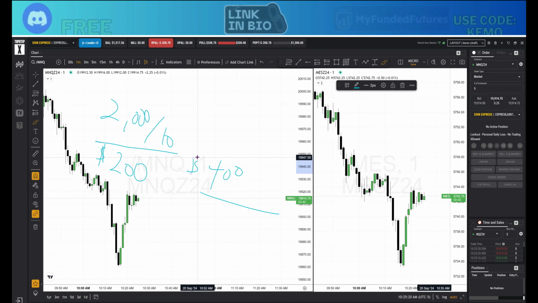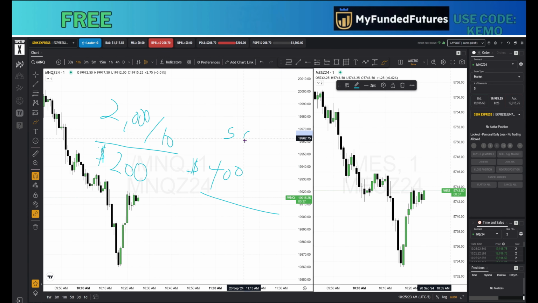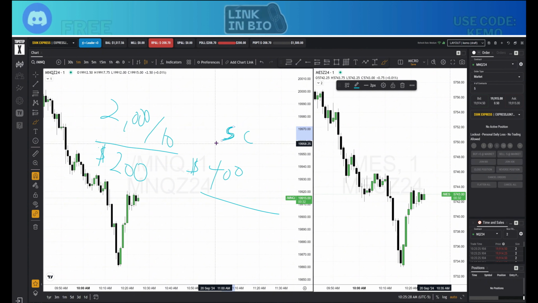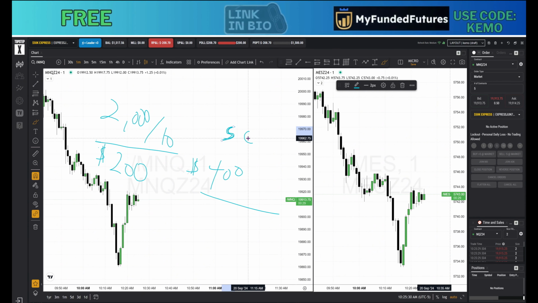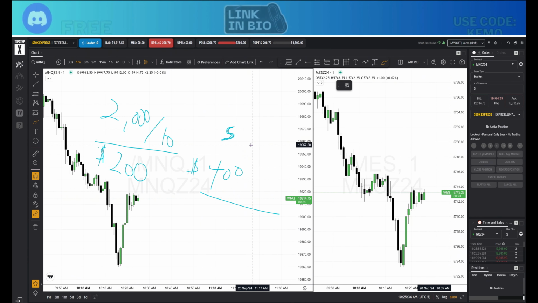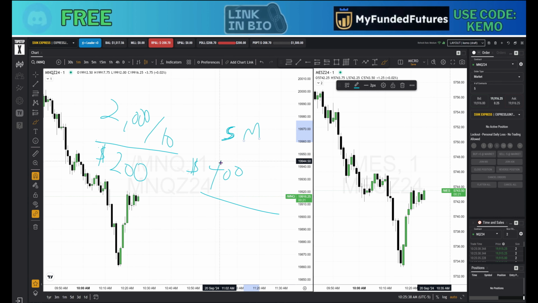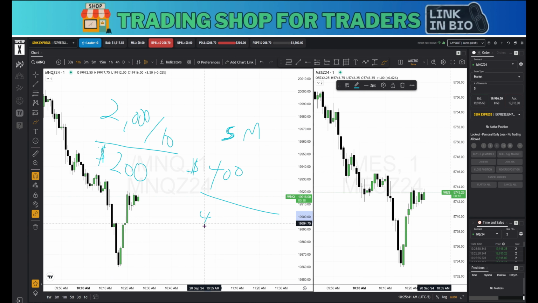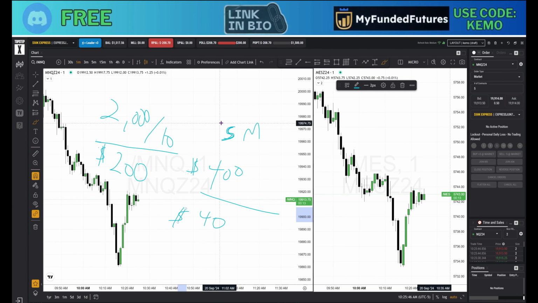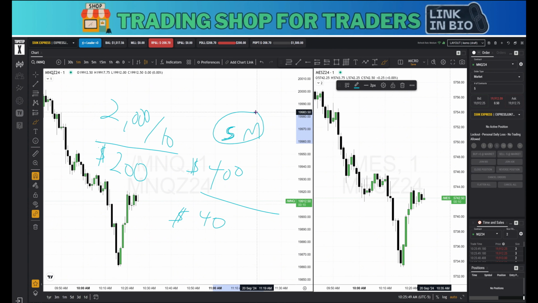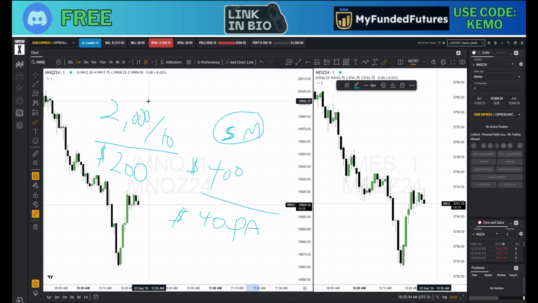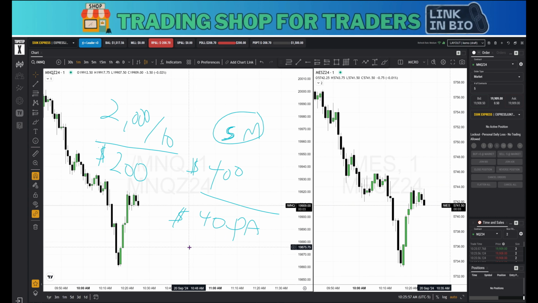with 5 micros. With 5 micros, to get $400, the price needs to move $40, and that is a big move. If I am having higher leverage, that $40 of price action can give me more, but with my risk management, risk plan, I have to respect it.